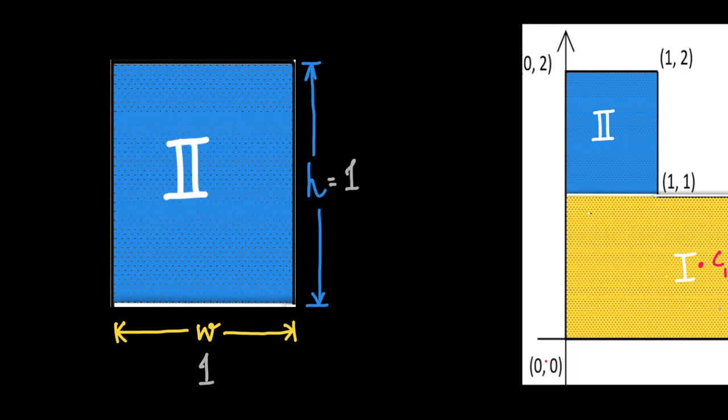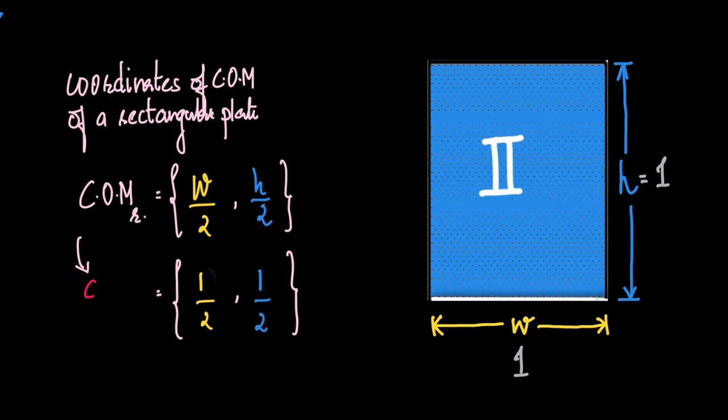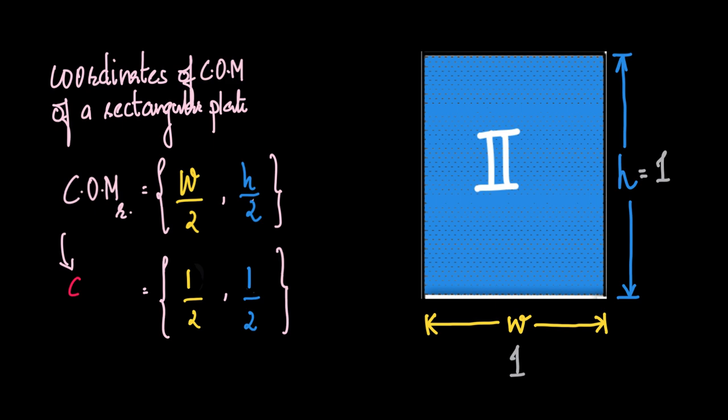Now we have the second figure, which again is a rectangle of width 1 and height 1, which means the coordinates of the center of mass of this rectangular plate will be, again by virtue of its symmetry, width by 2 and height by 2. Width is 1, height is 1, so we'll have 1 by 2 and 1 by 2. Okay, are we done? No. Now we should be finding the coordinates of the center of mass of the rectangle with respect to what? With respect to the origin.